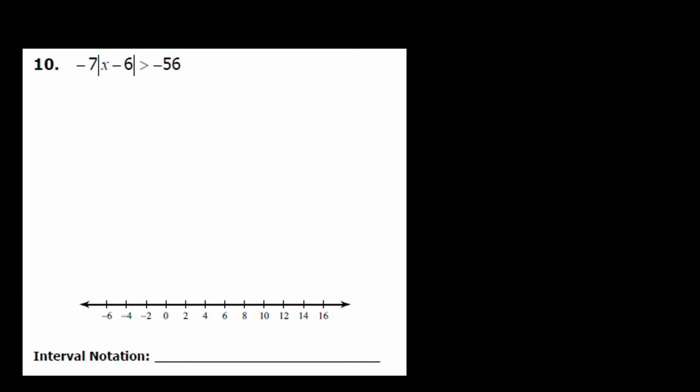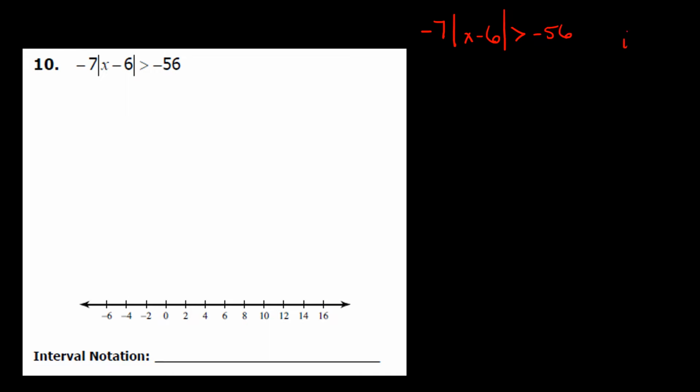So for this question here, it's giving us an absolute value inequality, and it's asking us to graph this. So what we want to do first is let's go ahead and rewrite this out. We'll have -7 absolute value of x minus 6 is greater than -56.